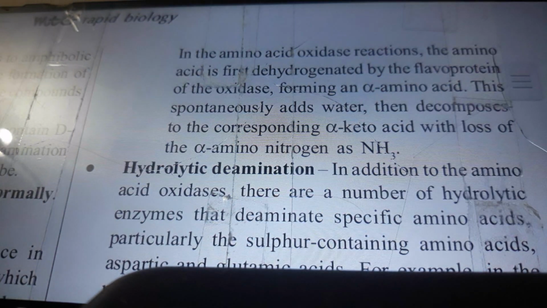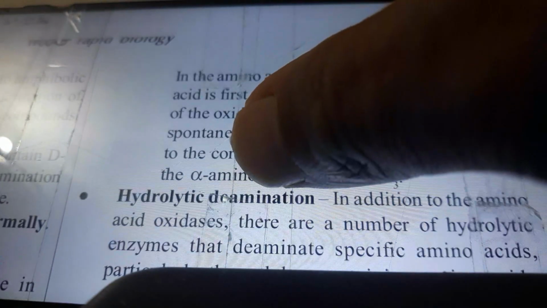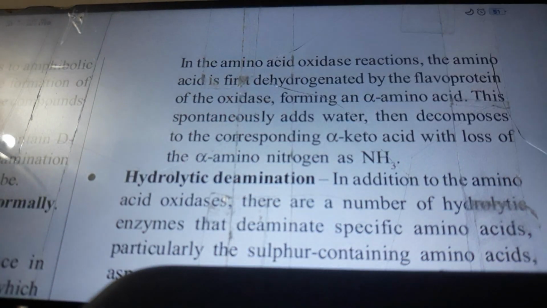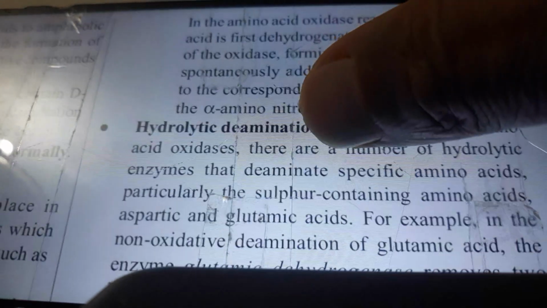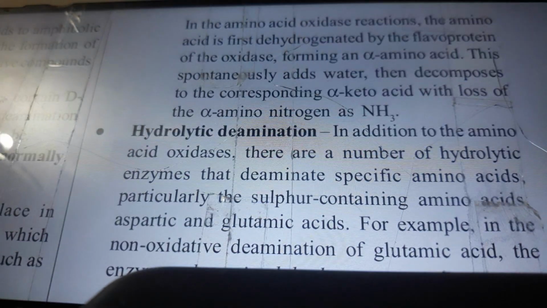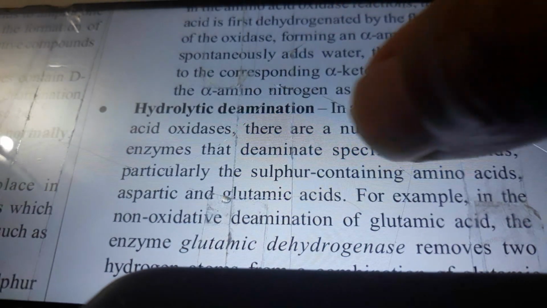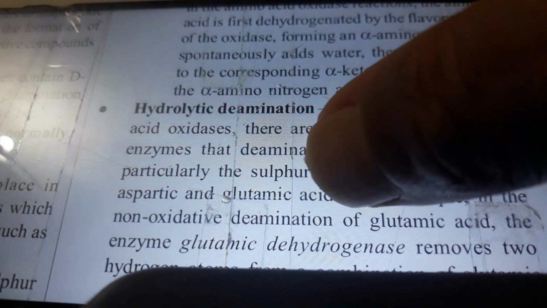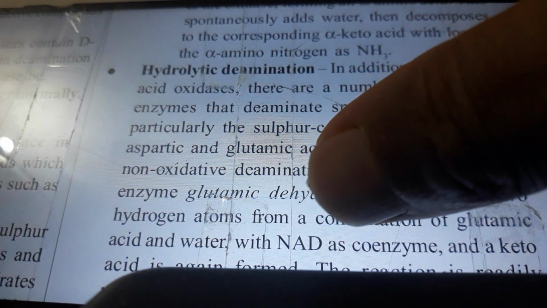In the amino acid oxidase reactions, the amino acid is first dehydrogenated by the flavoprotein of the oxidase, forming an alpha imino acid. This spontaneously adds water, then decomposes to the corresponding alpha keto acid with the loss of alpha amino nitrogen as NH3.